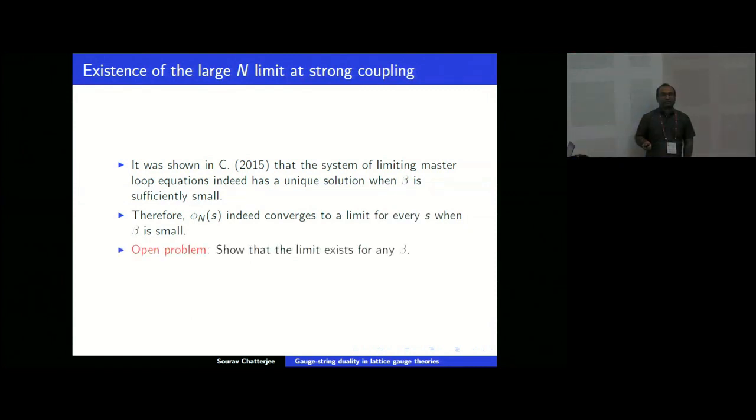So here's an open problem: show that the limit exists for any beta. I don't know whether this is true, possibly, but no. Okay, Spenta says no, so it must be no. There may be a phase transition. So then the new open problem is to show that the limit does not exist for large beta.